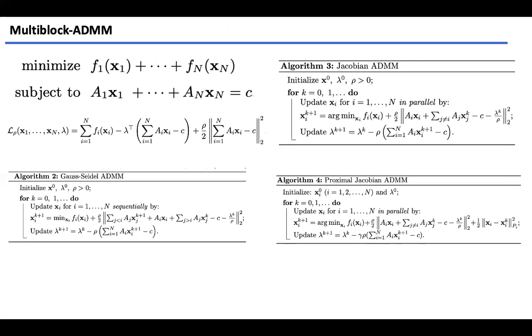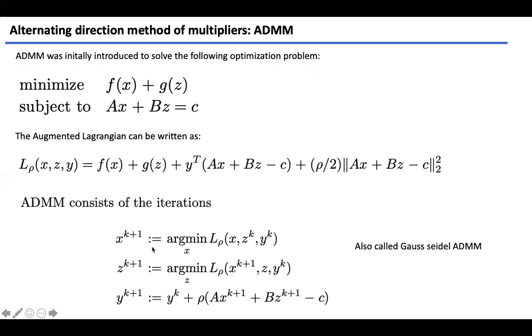However, ADMM was extended to a sum of more than 2 functions, and a few variants of ADMM were proposed. This is the one we just described, the Gauss-Seidel. However, there is another version of ADMM called Jacobian ADMM. In Jacobian ADMM, what happens is that we allow the workers to update their models in parallel. We don't do this alternation.